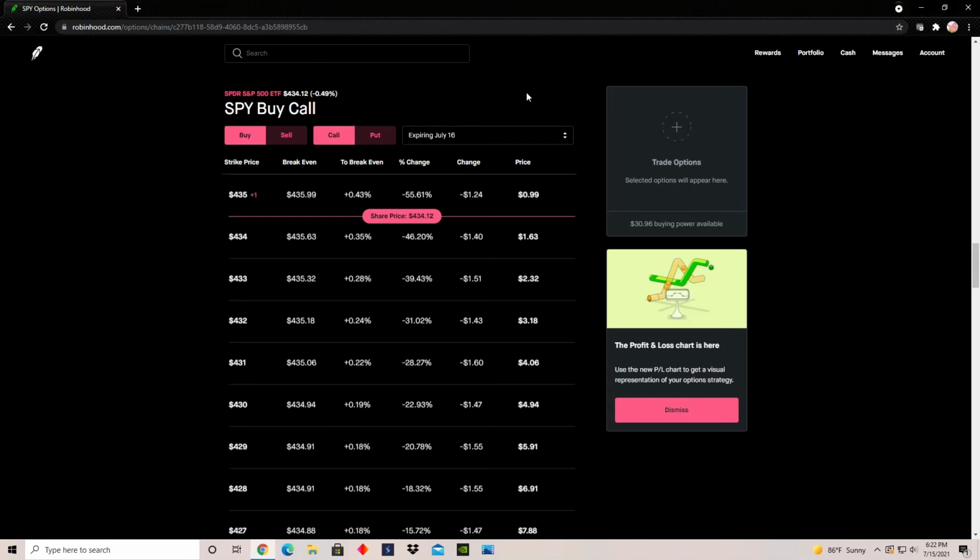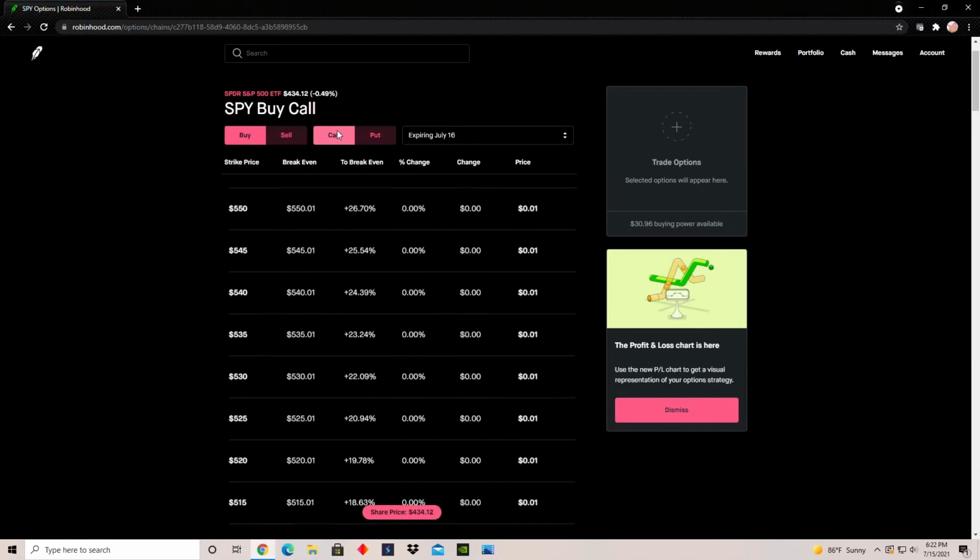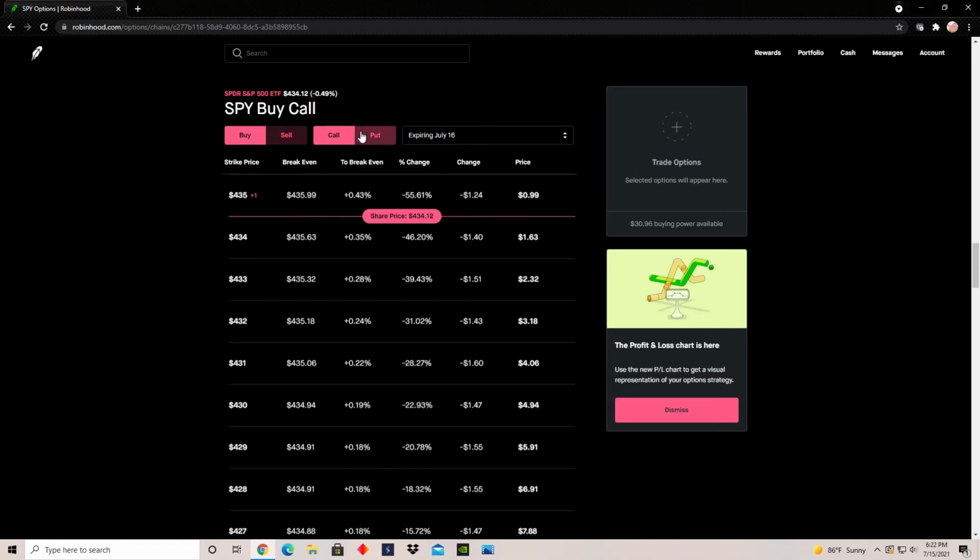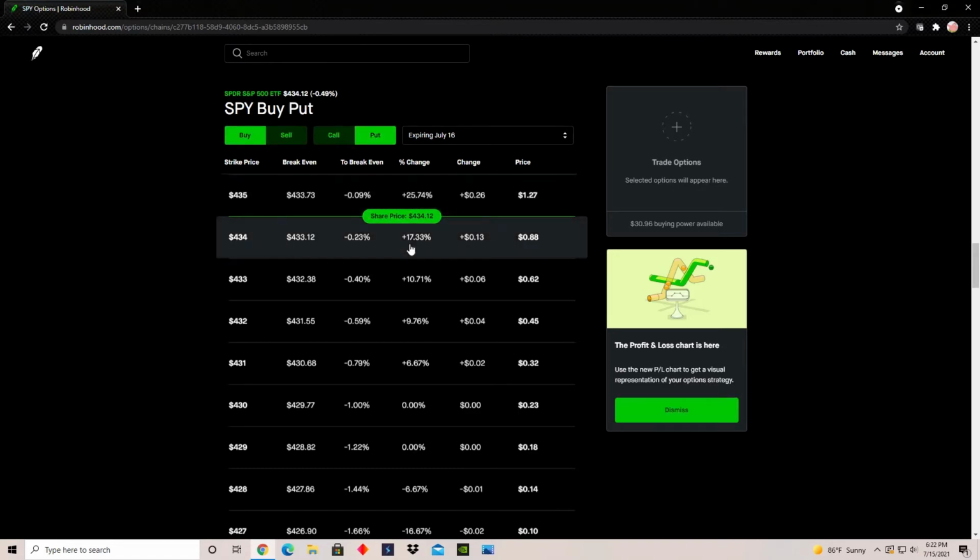Just to recap here, this right here is the buy and sell option, which lets you choose whether you want to buy or sell an options contract. And then this is the call or put, which determines what kind of option contract you're going to be buying or selling. So you can either buy or sell a call, or you can buy or sell a put.